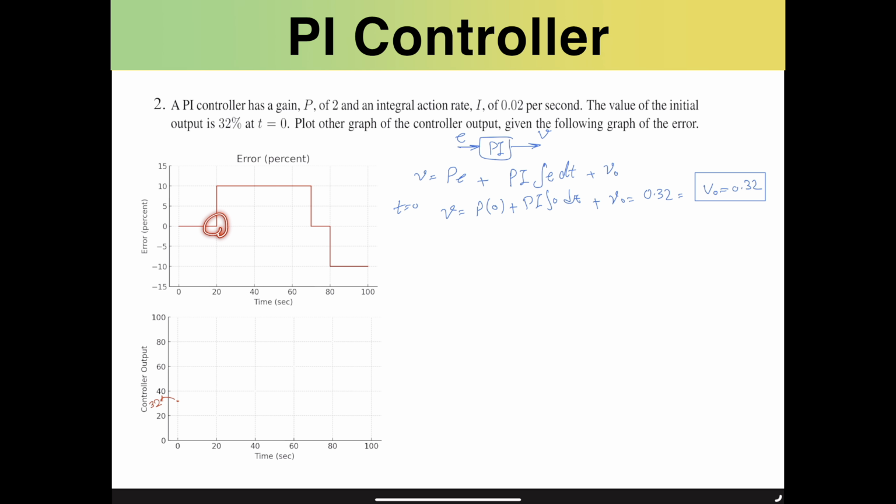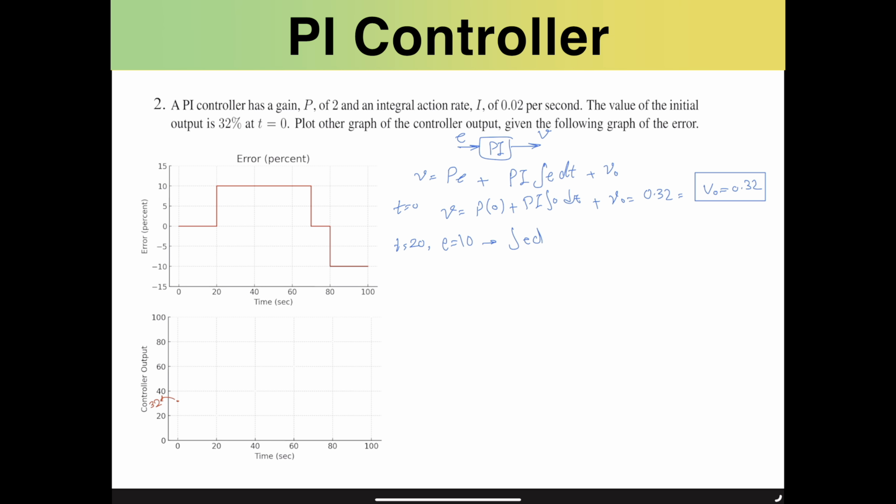So let's try to calculate the error at time t equals 20. At t equals 20, what happens? We now know what V naught is. We need to also be mindful that the error at this point is going to be 10, because that is the time that there is a jump in the error all the way to 10. But there's nothing before that, actually. So at t equals 20, the error is going to be 10.